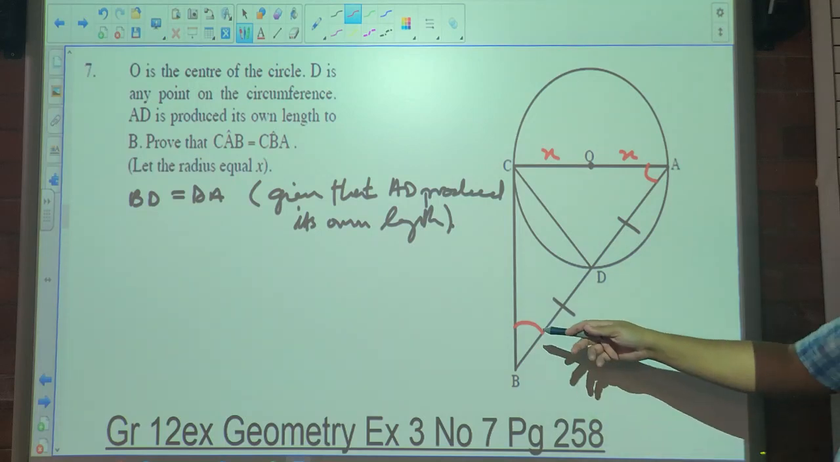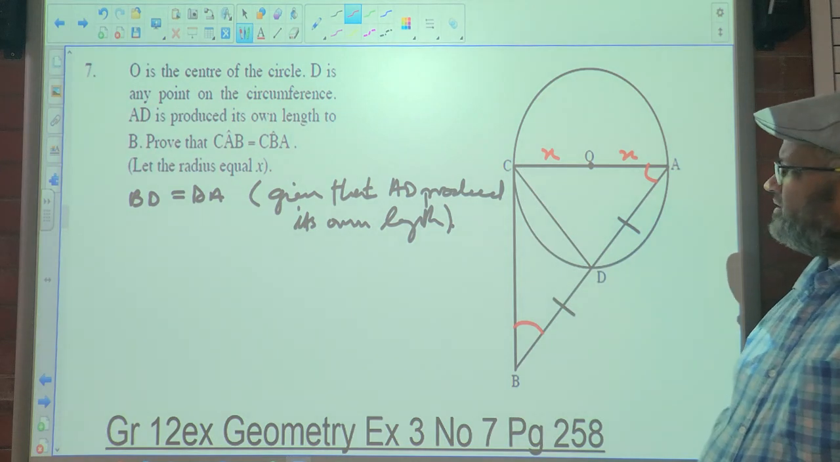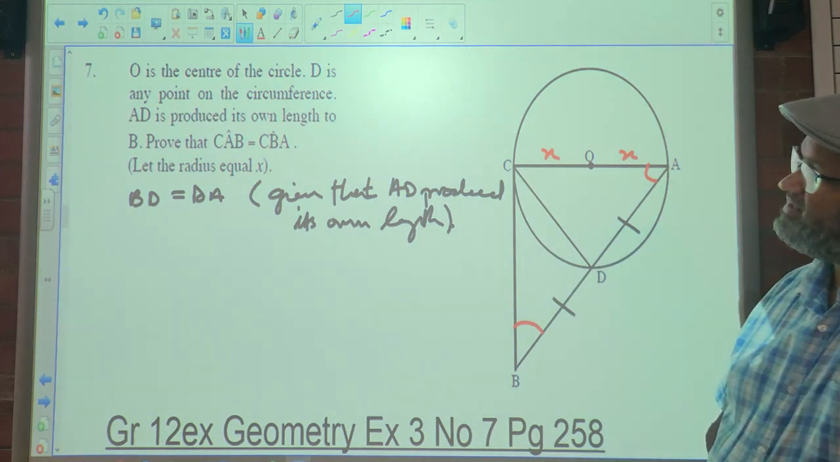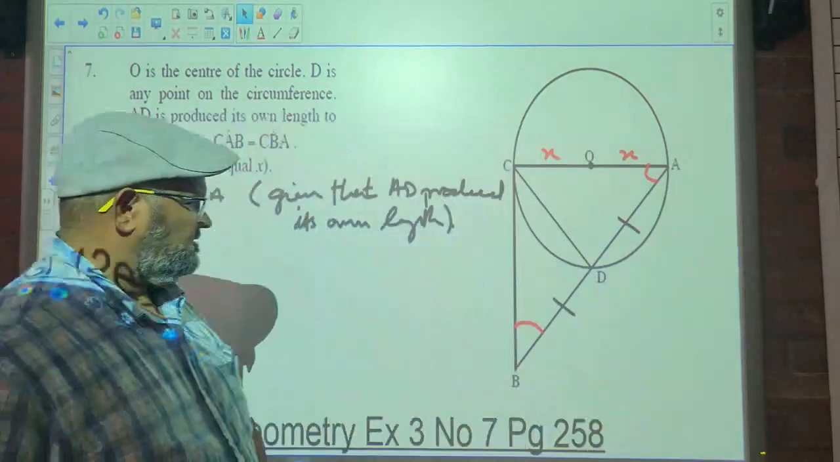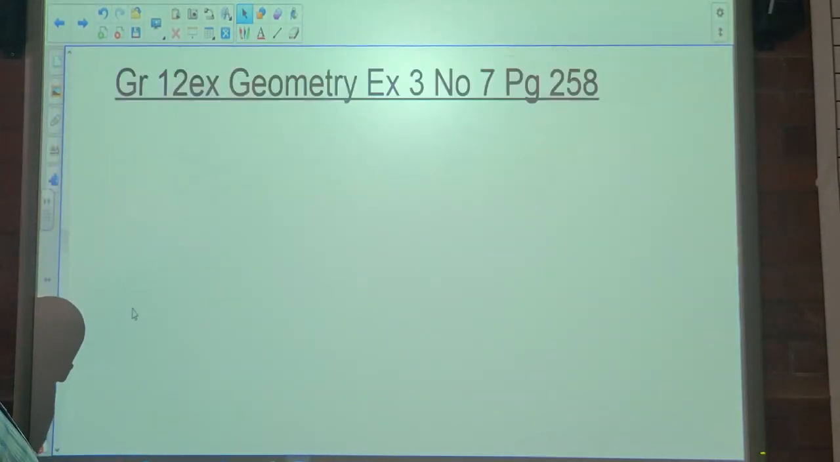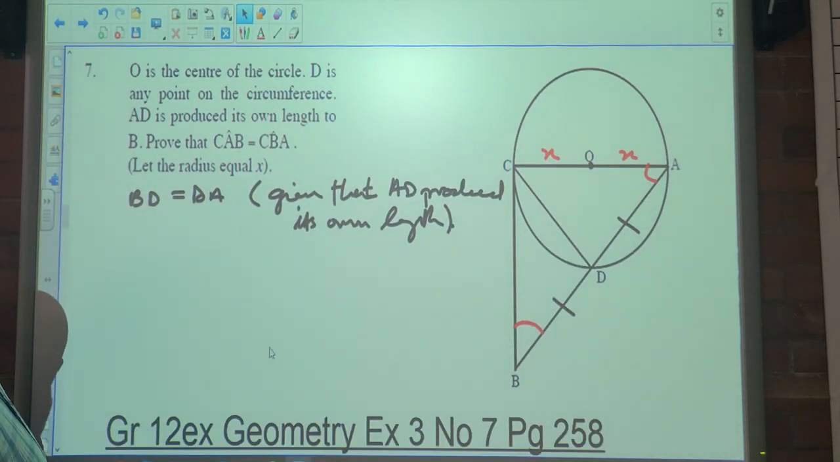This is a tangent here? Doesn't say so, so we can't assume that. Is there a question with regards to this? Nope. That's the only question.